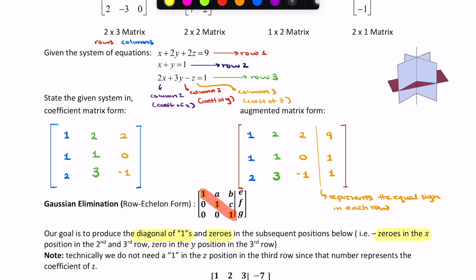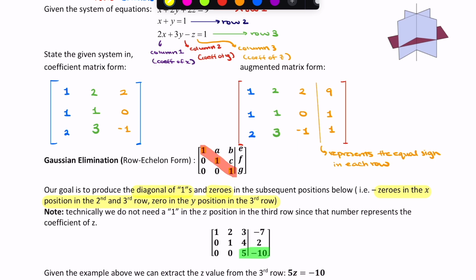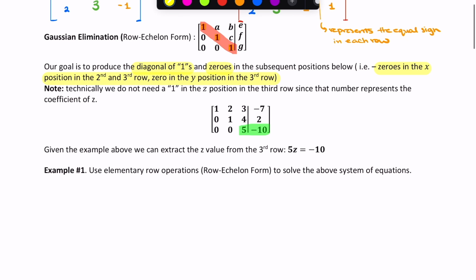So again, 0s in the x position in the second and third row, and 0 in the y position in the third row. And just a note, technically we do not need a 1 in the z position in the third row, since that number represents the coefficient of z, and we can simply solve for the z value from the third row. The example would be 5z is equal to -10, because there are no x or y values here, as those would be 0.